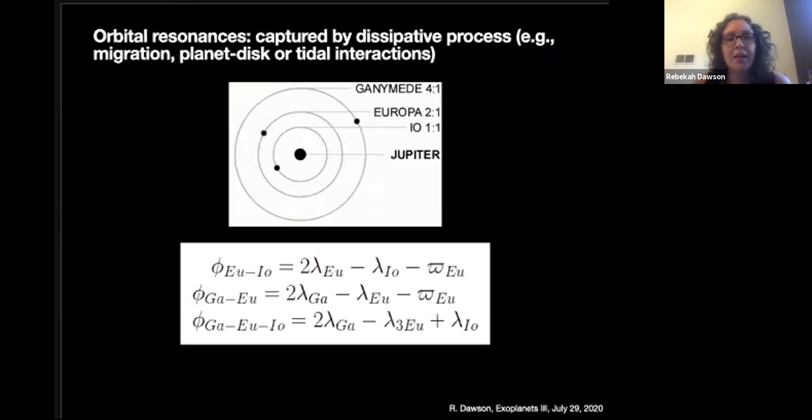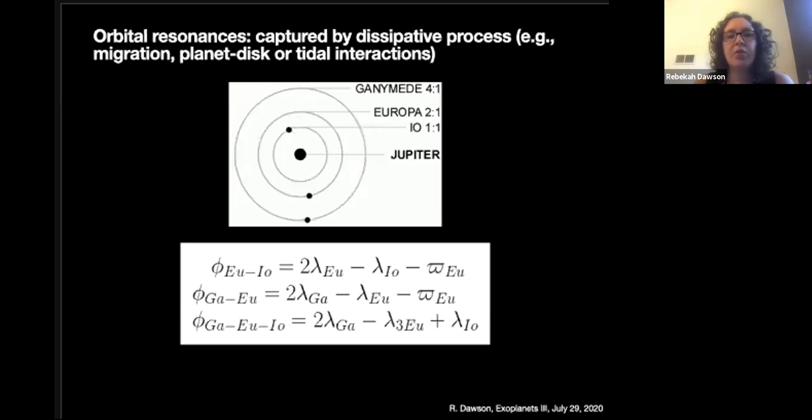So now I'm going to take a pause to talk about a special type of configuration called orbital resonances. Orbital resonances can occur when there's integer period ratios between bodies in the system. A really famous example is Io, Ganymede, and Europa in our solar system. And because of the integer period ratios, the planets repeat their conjunction at the same spot. Orbital resonances get captured when there's some sort of dissipative process at work, like migration or some sort of planet-disk or tidal interaction. So if we see this in a system, we know that there's been some sort of dissipative process at work setting up this resonance.